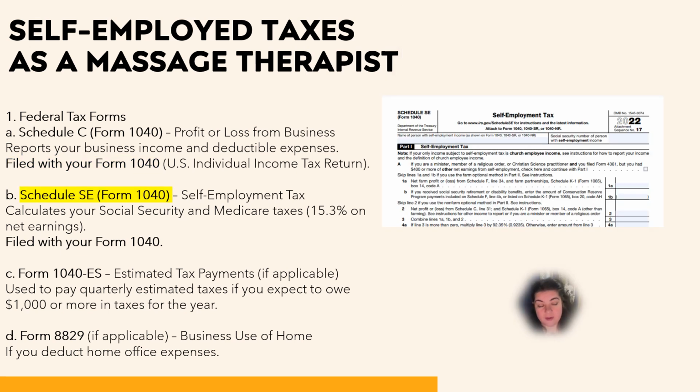All right, we also have the Schedule SE. This is another Form 1040. This is the self-employment tax. Now, this calculates your Social Security and Medicare taxes. Combined, they are 15.3% on your net earnings, okay? Medicare, I believe, is 2.9% of that 15.3. You are going to calculate this, and this will be filed with your Form 1040, your individual tax.